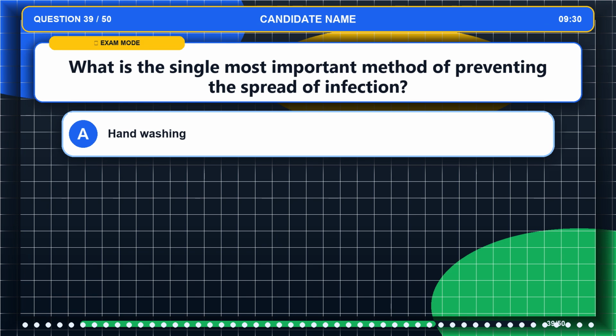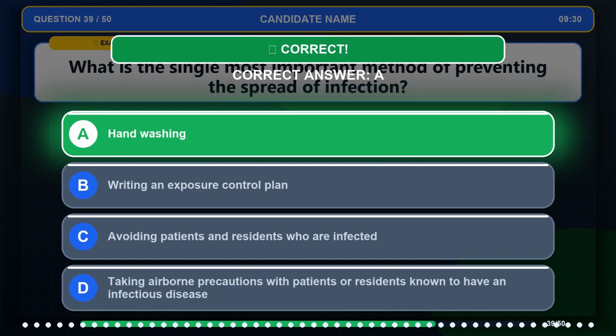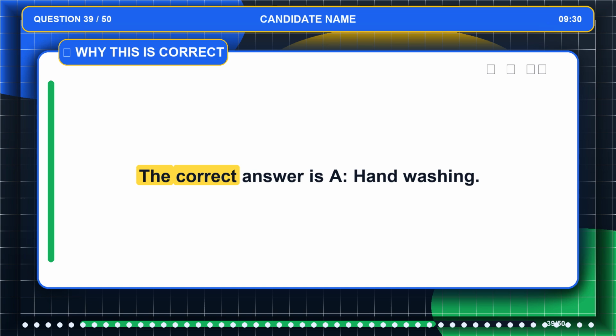Question 39. What is the single most important method of preventing the spread of infection? Option A, hand washing. Option B, writing an exposure control plan. Option C, avoiding patients and residents who are infected. Option D, taking airborne precautions with patients or residents known to have an infectious disease. The correct answer is option A, hand washing.